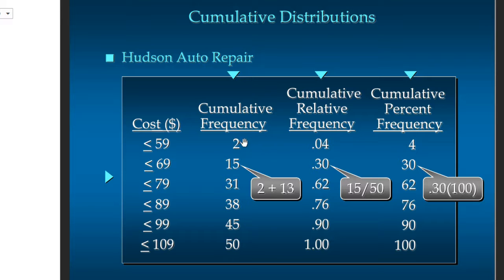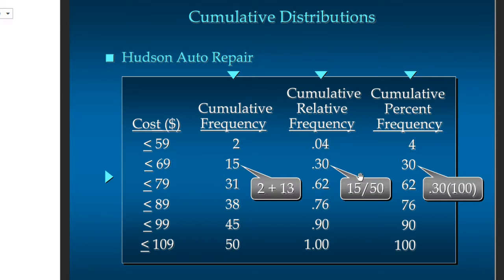Now convert that into a percent. I mean, divide it. Out of 50, you got, for example here, 0.30. 31 out of 50 becomes 0.62. Out of 50, you got 45, which is 0.90. And you convert that into percent, then you have this column right there.